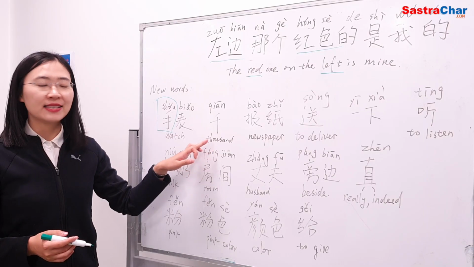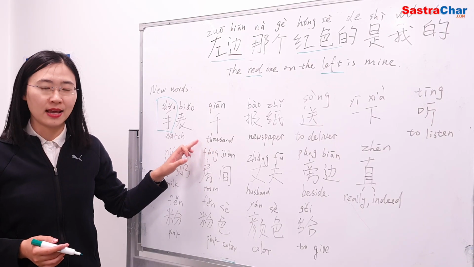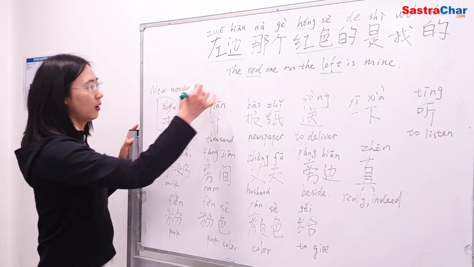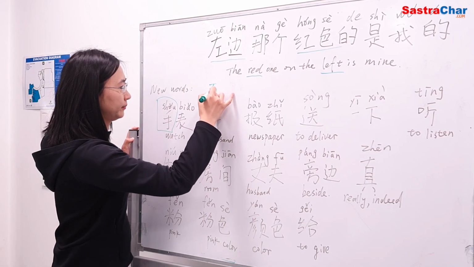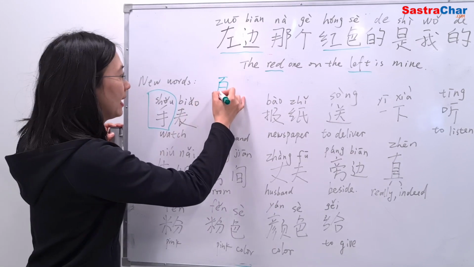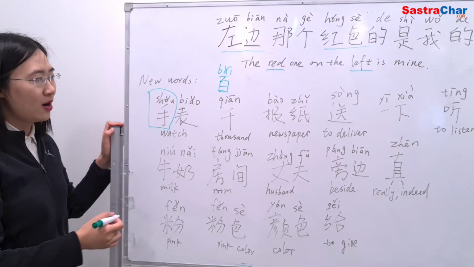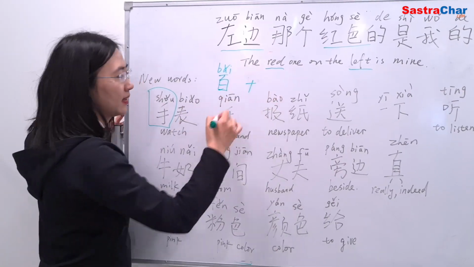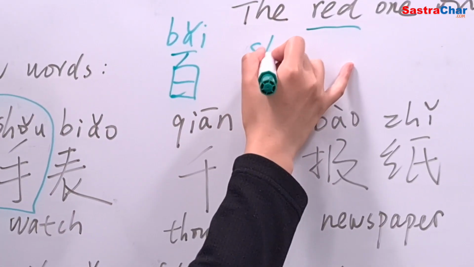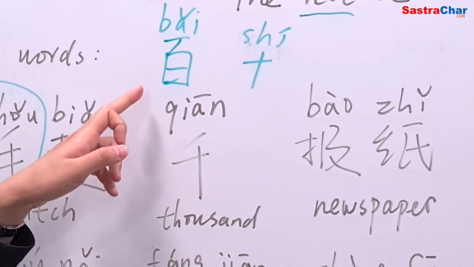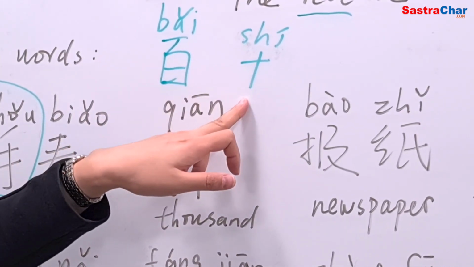Next is 千. Okay, 千 means thousand. Well, 10,000. So what is the number for 100? We say 百. Okay, 百 is 100. And what's for 10? 10 is 十, right?